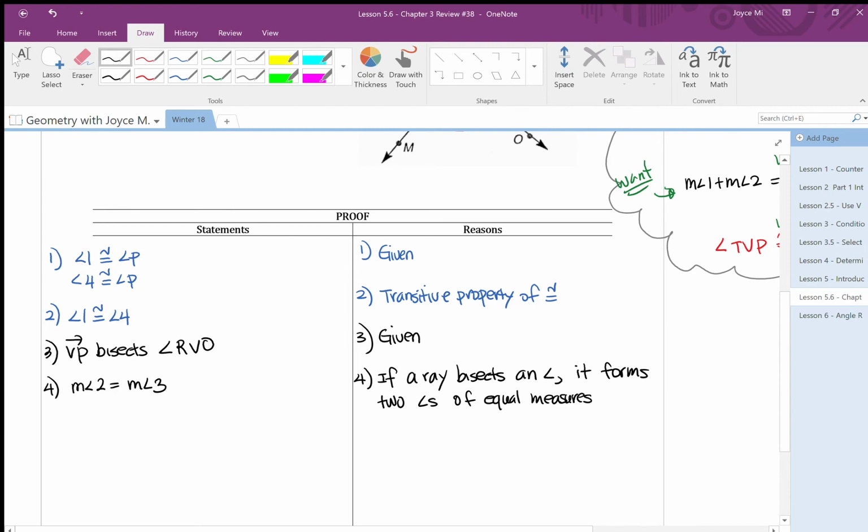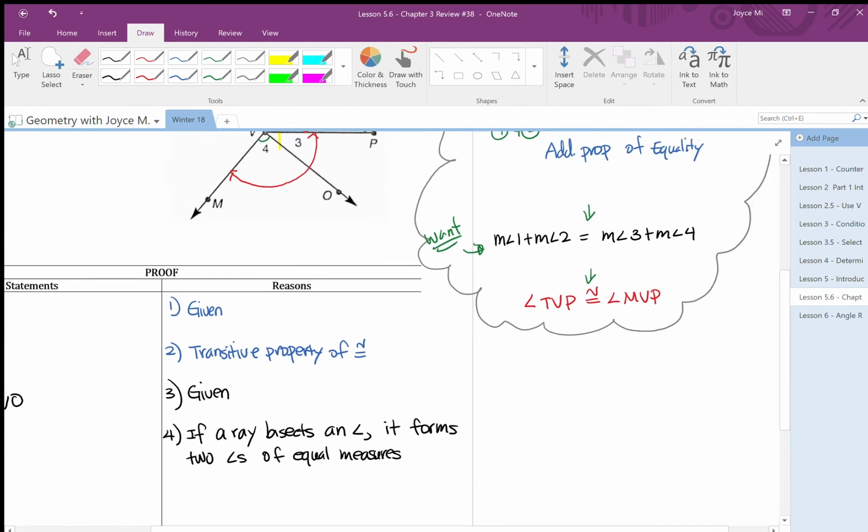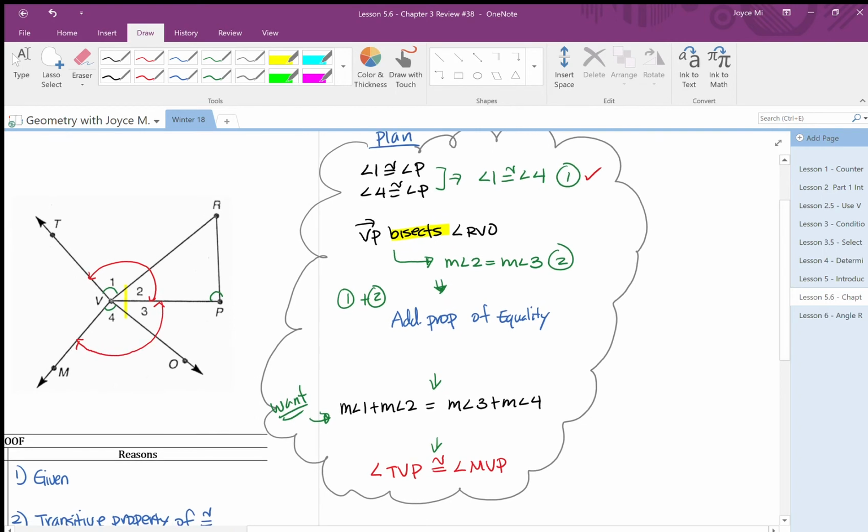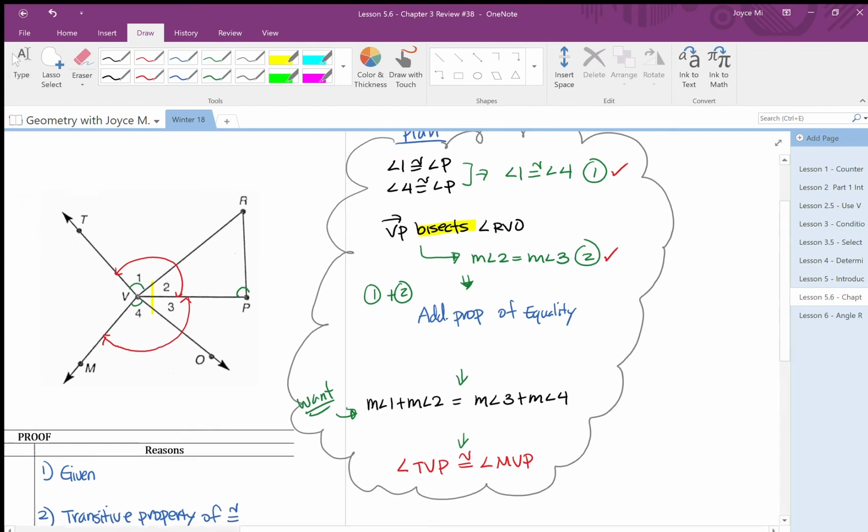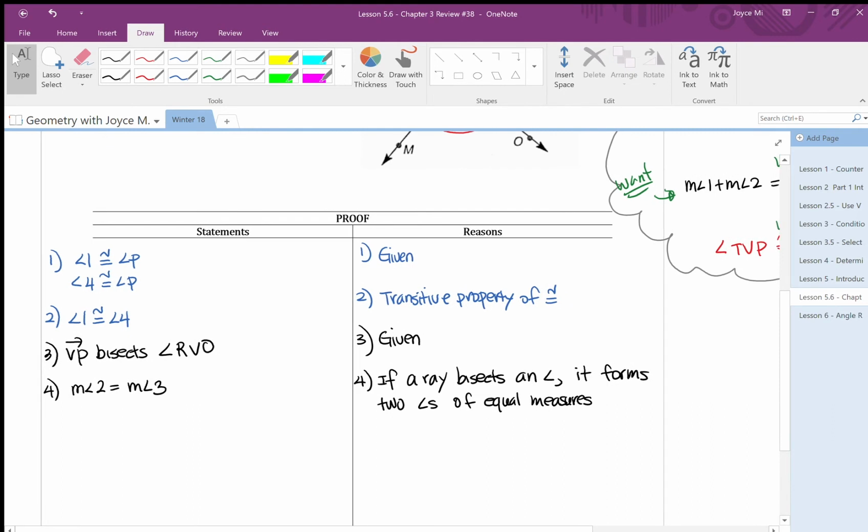Now I'm going to go back to remind myself what I wanted. I want measurement angle 2 equal to measurement angle 3, which I have. Well, follow my plan. I have 2 equations, all I have to do is add these 2 equations next. So I'm going to do that. I'm going to highlight so you see it. I have measurement angle 1 equal to measurement angle 4.